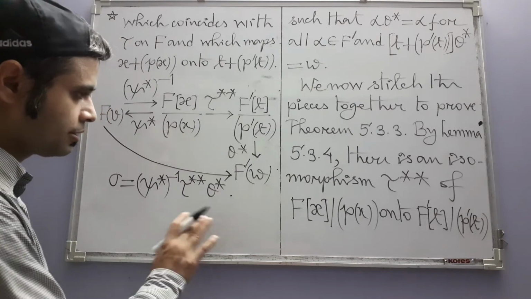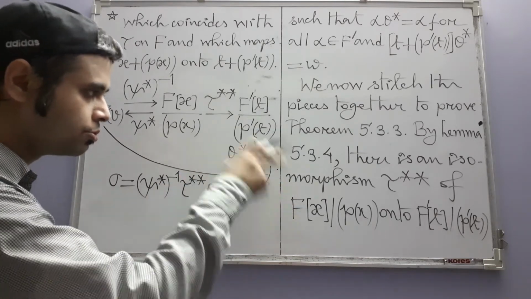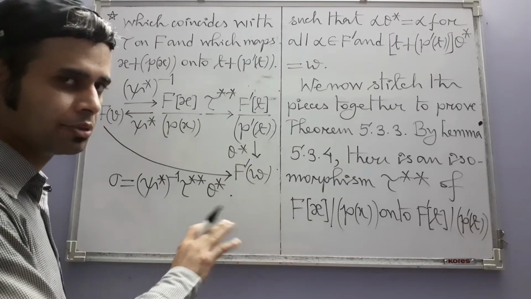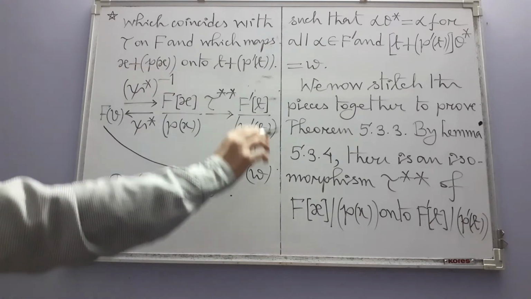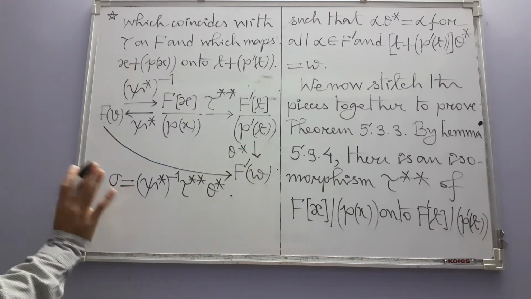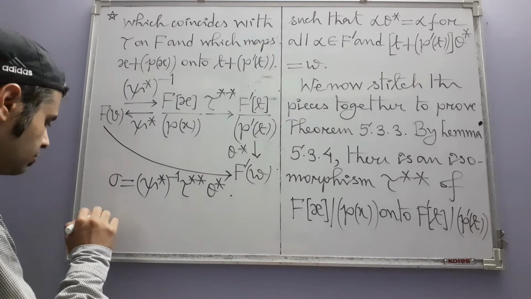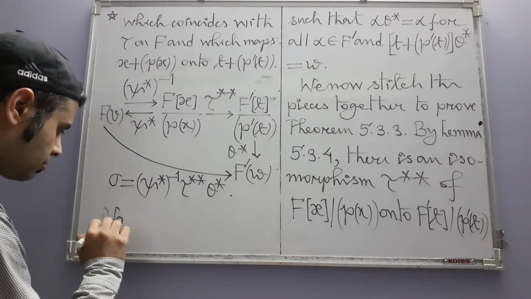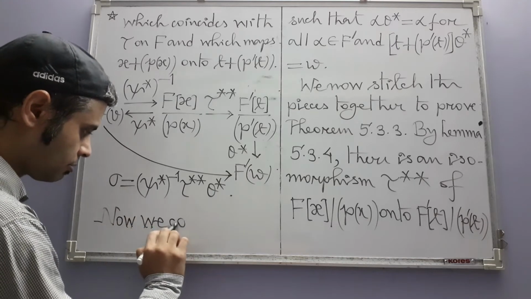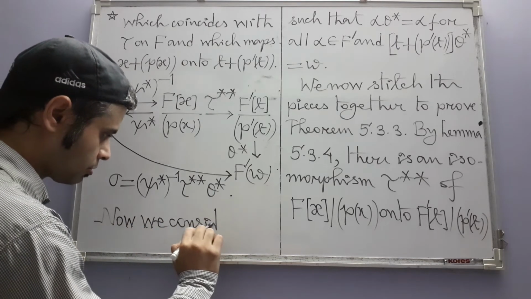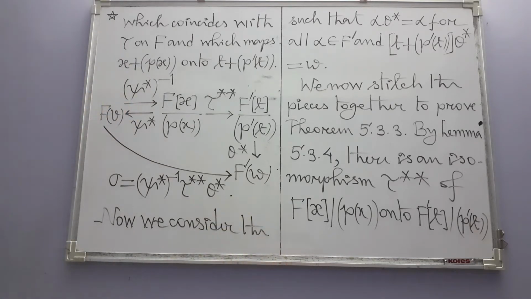But that's not where everything ends. We still need to show that those two properties we mentioned in the statement of the theorem are also true. Okay, so let the diagram stay here like this. Now we consider the composition.